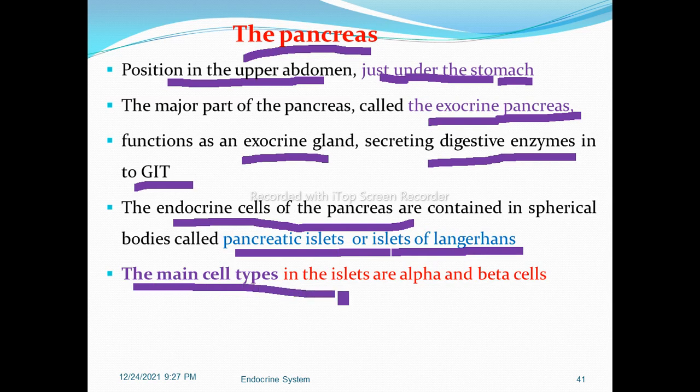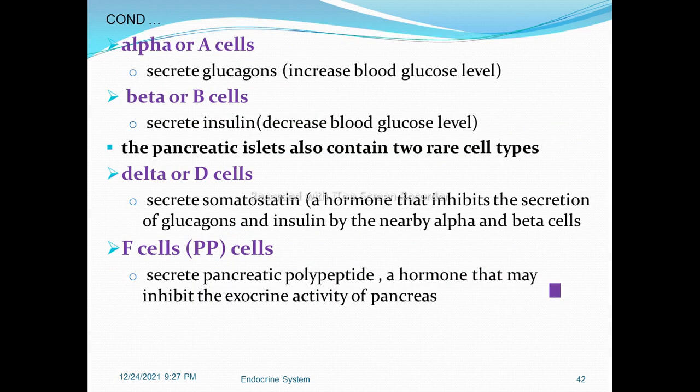The main cell types in the islets of Langerhans are four types, but mainly alpha and beta cells are the main types of cells. There are alpha cells, beta cells, F cells and delta cells. Alpha cells, or A cells, secrete glucagon.